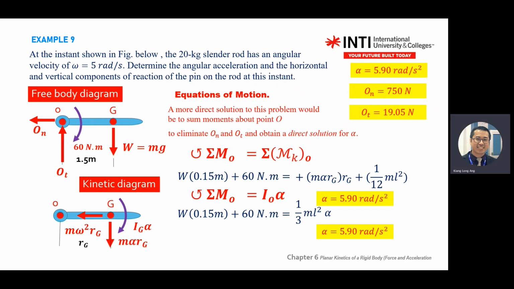But from this case, I'm showing you why I can straight away use 1/3 ml squared. Why I don't use Ig plus md squared. I can still use Ig plus md squared for Io, but I still get 1/3 ml squared if I substitute the value here. Because if you substitute this one, Ig equal to 1/12 ml squared, plus this one ml squared, you simplify, you still get 1/3.